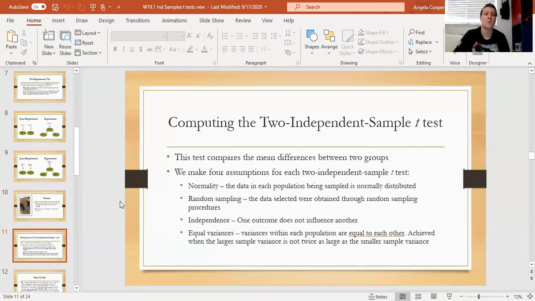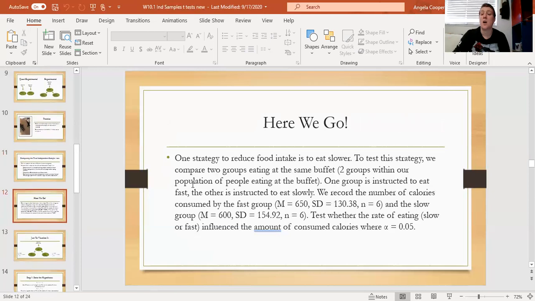Hello, I'm trying to scroll. Thank you. Okay, now let's take a look. Let's take a gander at this. So here is an example of an independent samples t-test problem.